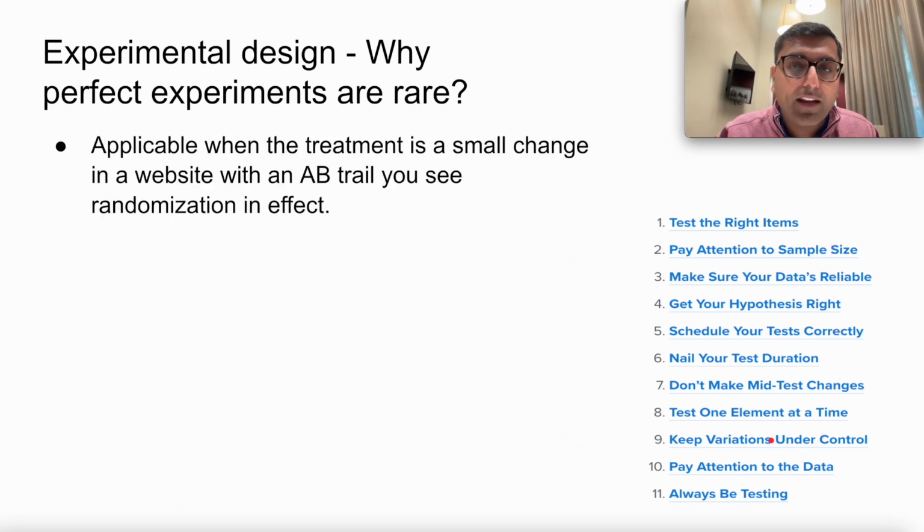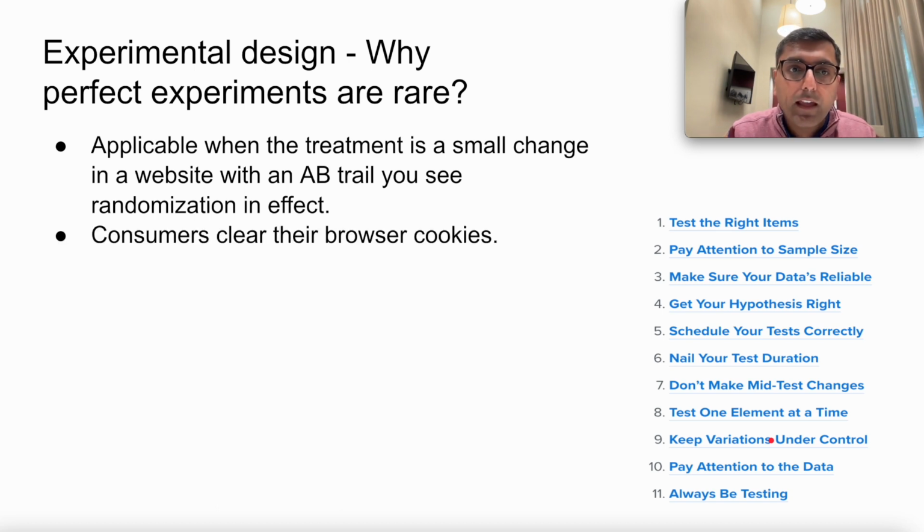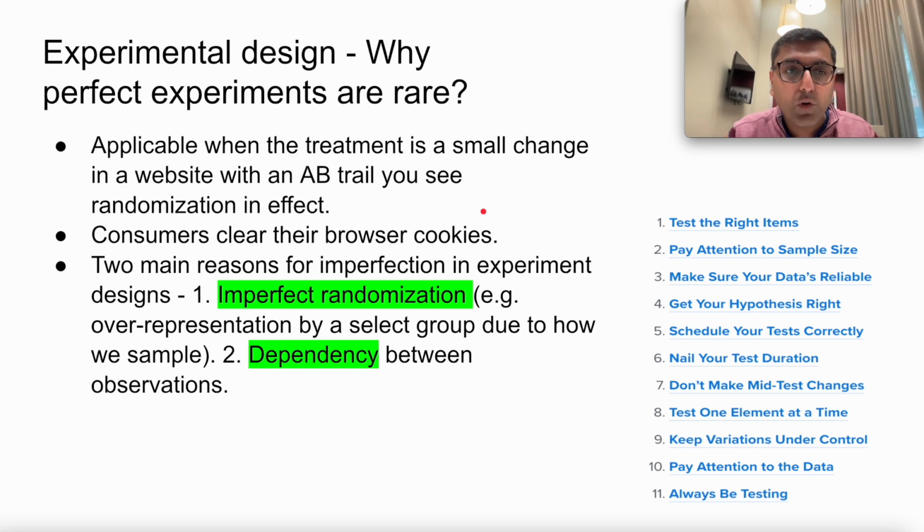In a sense, when you make small changes, let's say on a website, and you can see the randomization being used perfectly, then this is very much applicable. But remember, the preferences of the users change. Consumers can also intervene in your tests. Let's say you depend on your browser cookies to identify certain things for the user as to whether they are in treatment or control. Then let's say they clear or delete their cookies, then your whole test setup is broken.